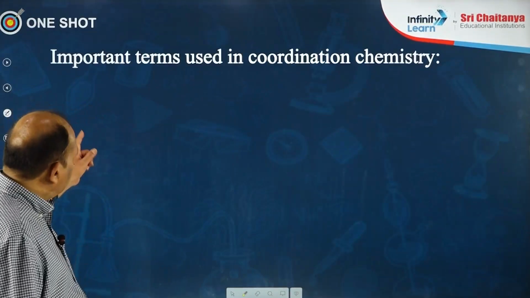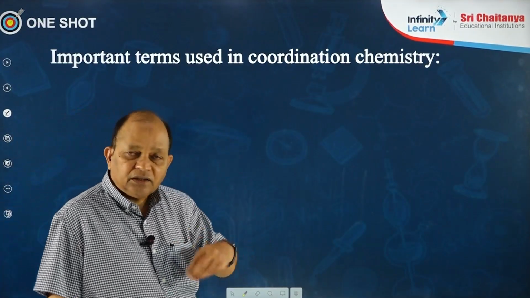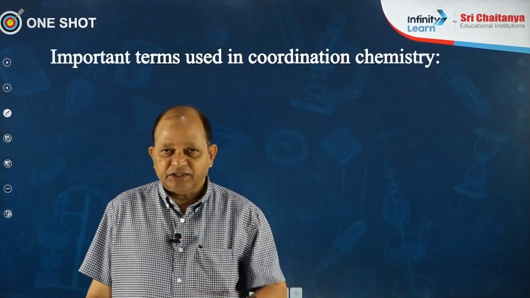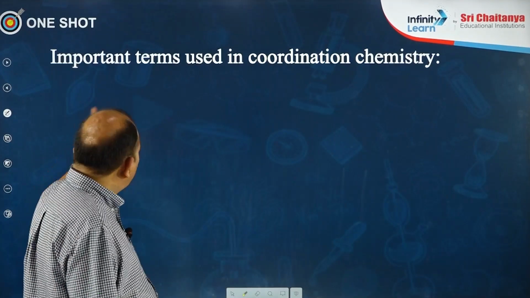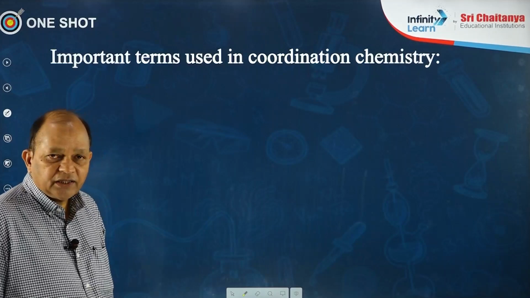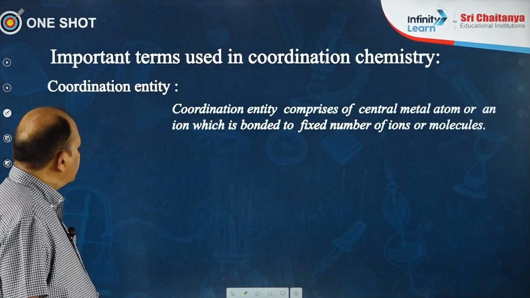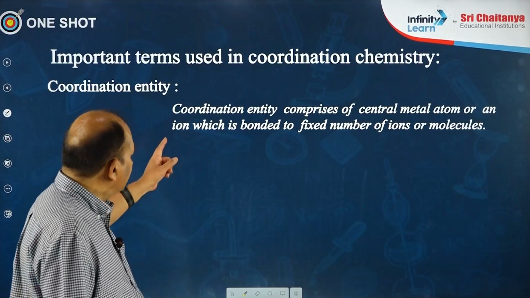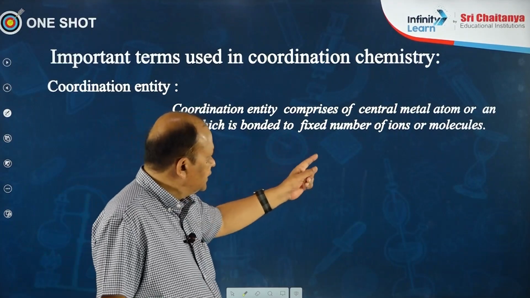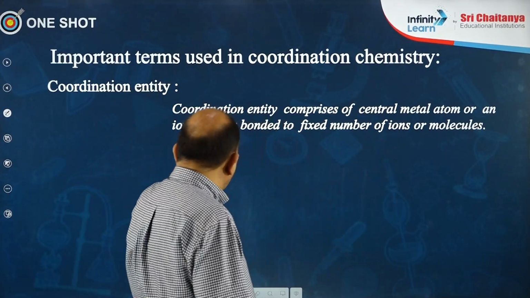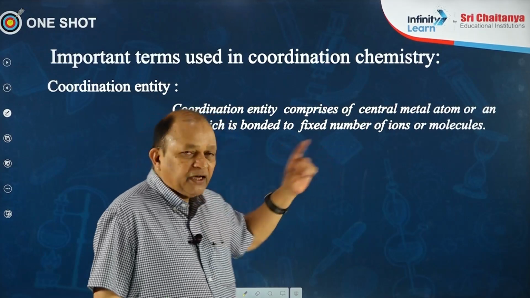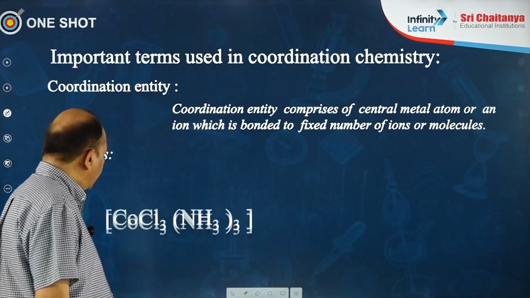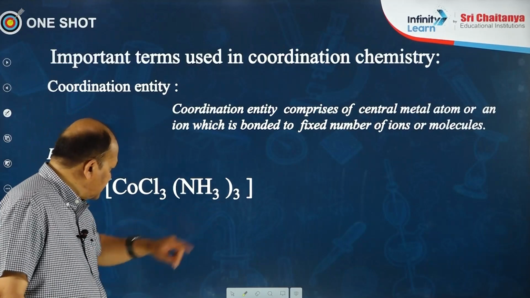Now, before we understand coordination compounds, there is certain terminology which you have to understand. So, the important terms used in coordination chemistry. Coordination entity is a starting important term. Here the coordination entity comprises a central metal atom or ion to which a fixed number of ions or molecules are bonded.